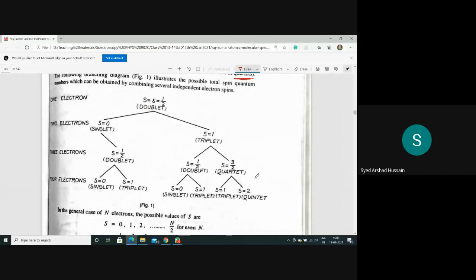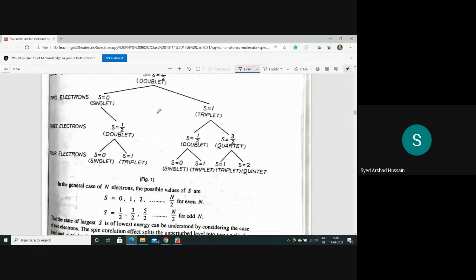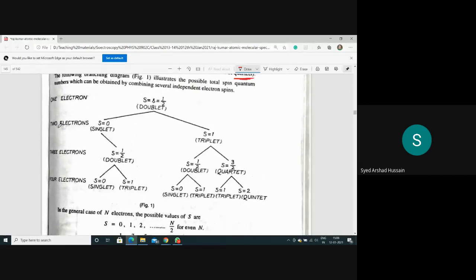So here you can see the resultant interaction of individual spins of 2 electrons will result in singlet state, S equal to 0, and triplet state, S equal to 1. This is for 2 electrons. For 1, no interactions, only half. For the 3 electron system, doublet S is equal to half, again S is equal to half, and S is equal to 3 by 2, quartet.